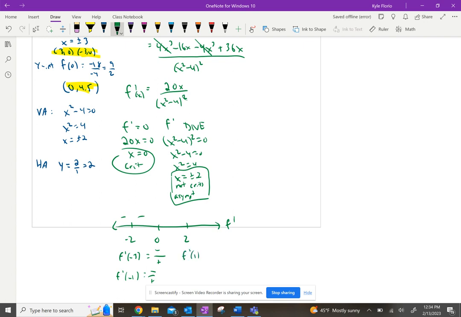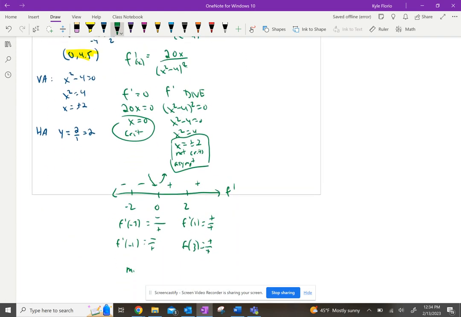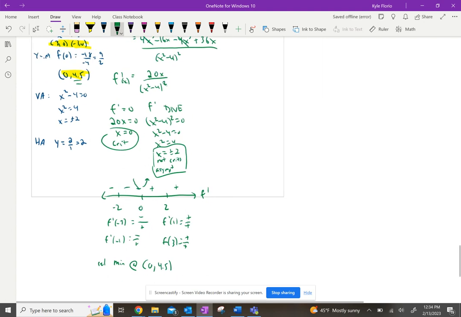Plug in a number between 0 and 2, like 1. If I plug a positive number in here, 20 times a positive number is positive. Anything on the bottom, again, is going to be positive. So positive is positive. And if I plug in a number bigger than 2, like 3, same thing. The top would be a positive number. The bottom's always going to be a positive number, so I'm going to get positive. So I do have a sign change at 0, which is a critical number, so I am going to have a minimum there. So we have a relative min at x equals 0, and we already plugged 0 in, (0, 4.5). So that y-intercept's also going to be a min.